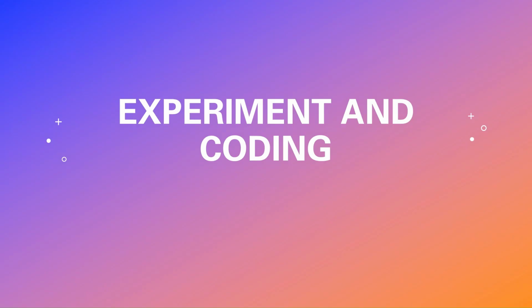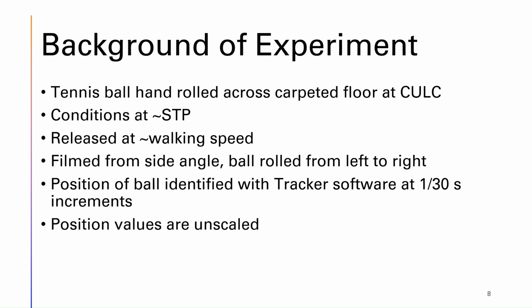For my experiment, I hand-rolled a tennis ball across a carpeted floor at about standard temperature and pressure, and the speed that the ball was released at was about walking speed. I filmed the ball from a side angle on the floor, and the ball rolled from left to right on the screen. The position of the ball was identified with tracker software that used 1/30th second increments to map out the position over time.